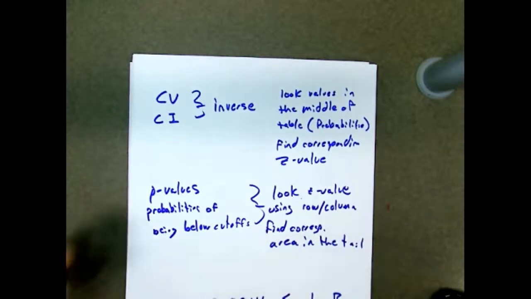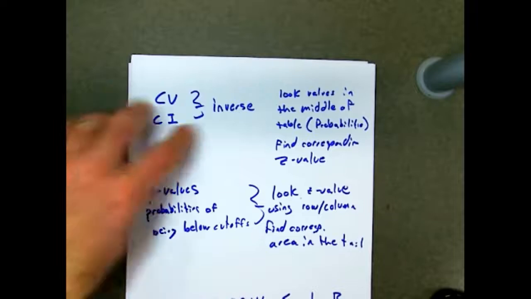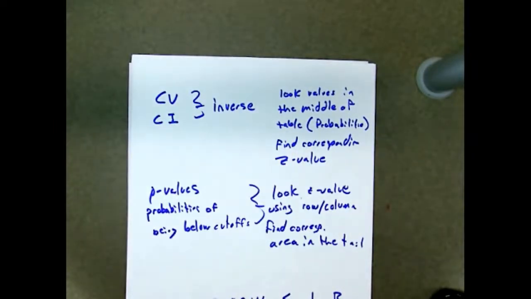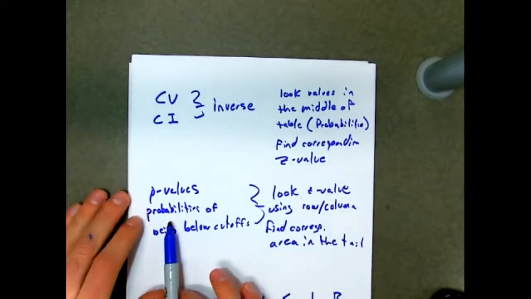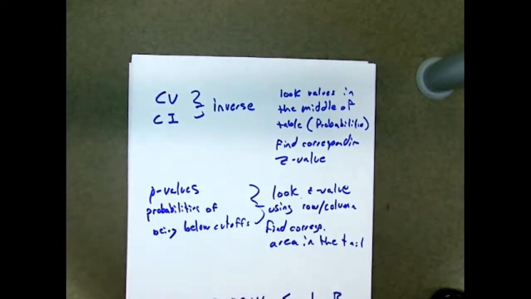Okay, so it's kind of like we're working in the exact opposite directions there. But just to keep track, when you're looking up critical values or confidence interval z-values, you know the area you want in the tail, so you're looking at the values in the middle of that z-table and then going up and over to find the corresponding z-scores. When you're looking at p-values or the probabilities of being below or above certain cutoffs, you're going to have the actual z-value, so you can use the row and column headings to find that z-value, and then where they cross, that's that corresponding probability or p-value that is associated with that z-value or the z-statistic.